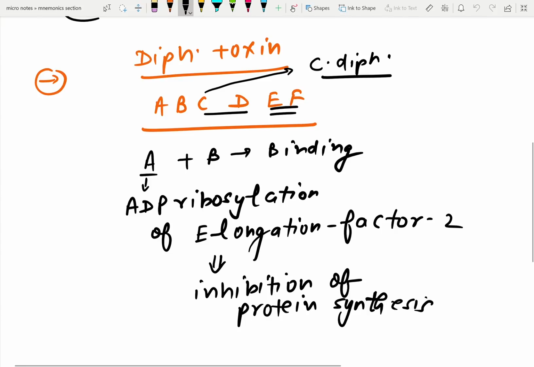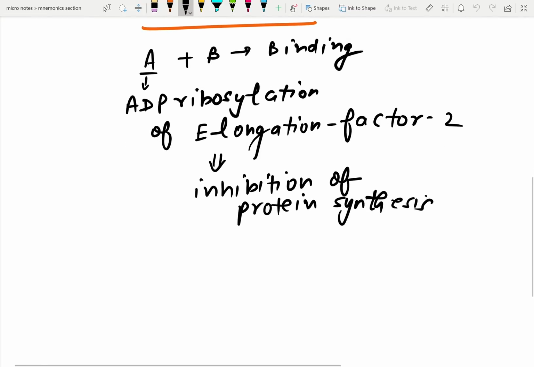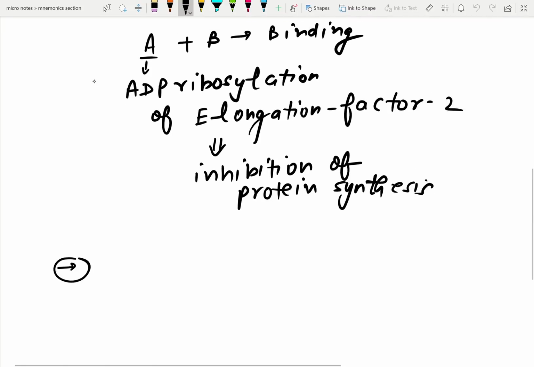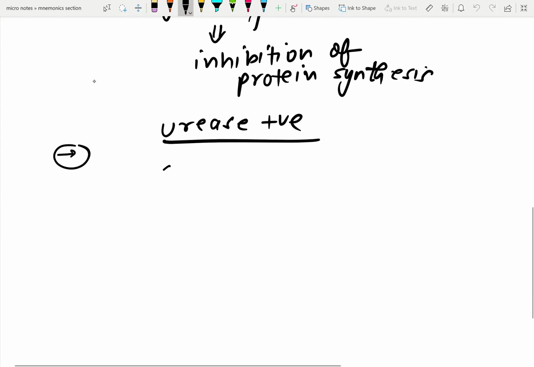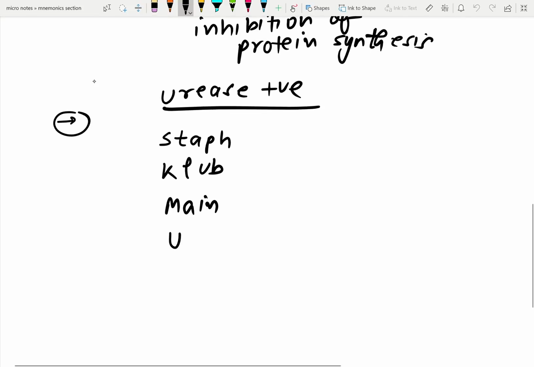And other than this, you can remember a particular mnemonic for the various urease positive organisms, if you always get confused about which organisms are urease positive. So remember, in this, the staph club, the club starting with C. Staph club mein urease positive hai. Okay, these are the various urease positive organisms.